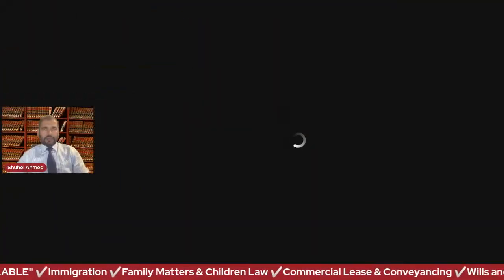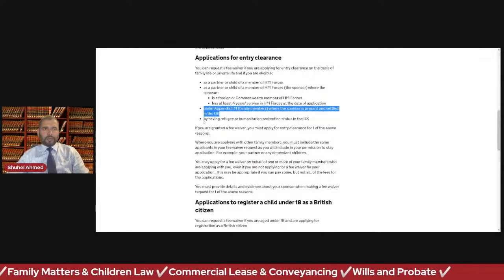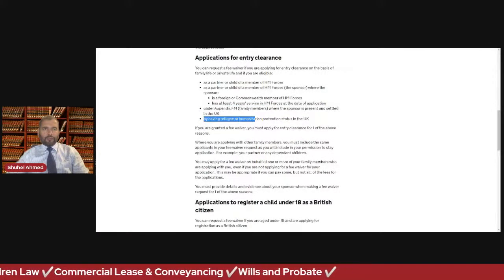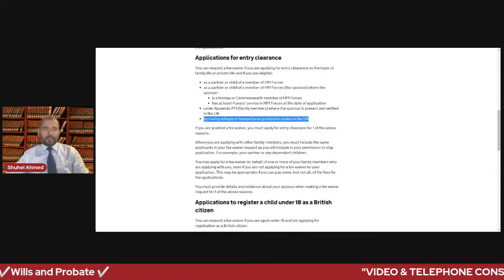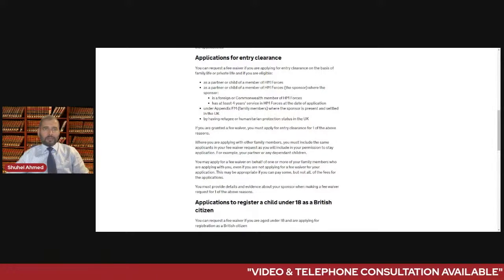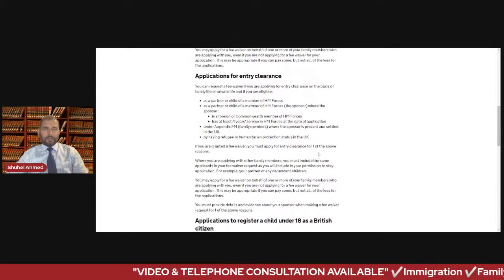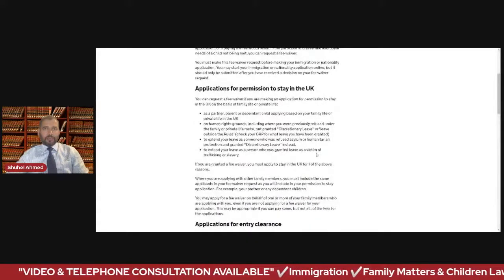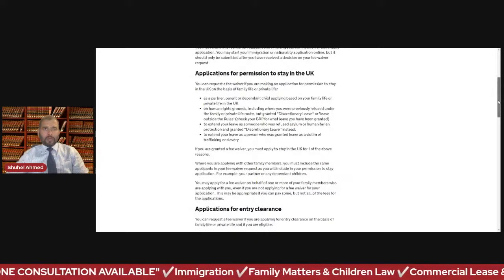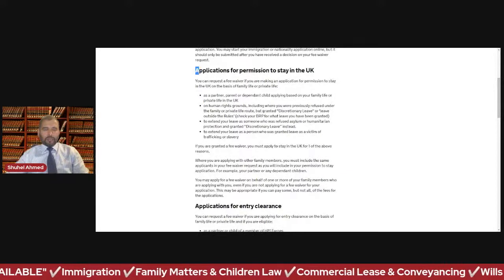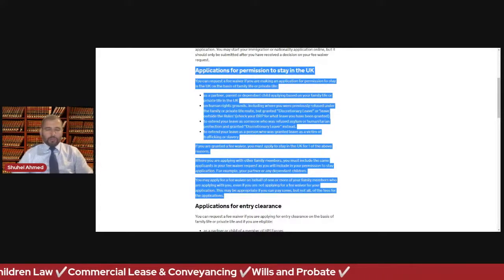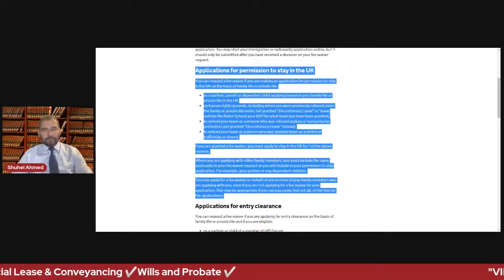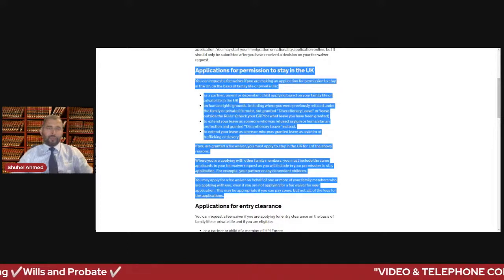Now the second category, going back to my last page, is having refugee status or humanitarian protection in the UK. So they can be eligible. Now the next category. Okay, the next category I'll discuss is leave to remain. Leave to remain is for those people who are already in the UK. So if you are already in the UK and you want to make an application to continue your leave in the UK, then you can make an application for fee waiver.